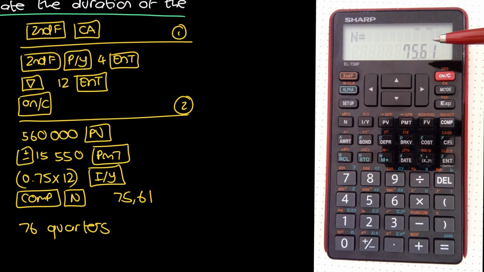So now we get an answer of 75.61. So it's going to take 75.61 payments essentially. So that's 76 quarters. We round up because you will only finish paying off your loan on the 76th one, because it takes 75.61.